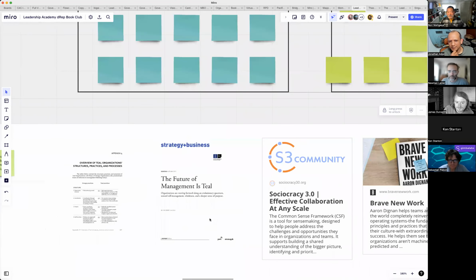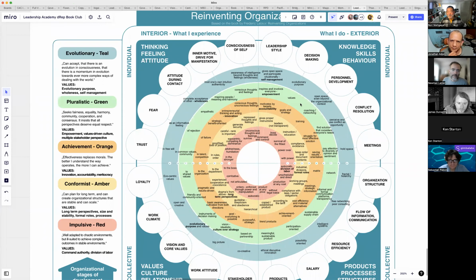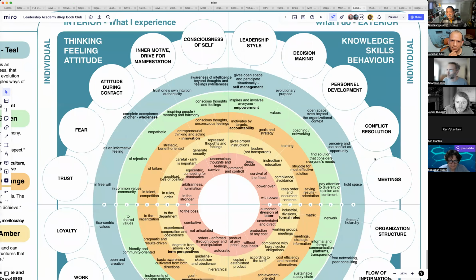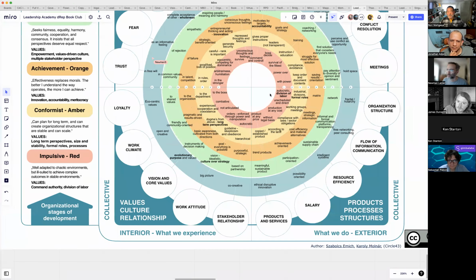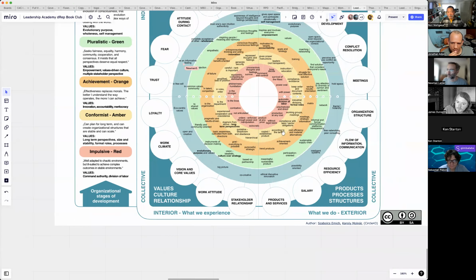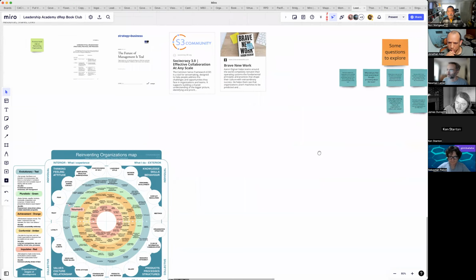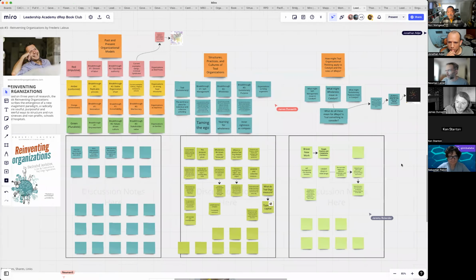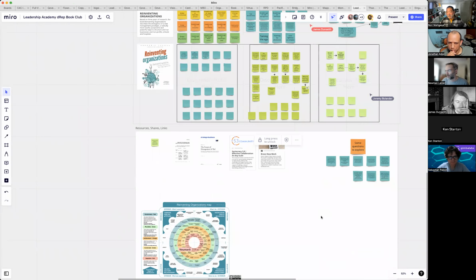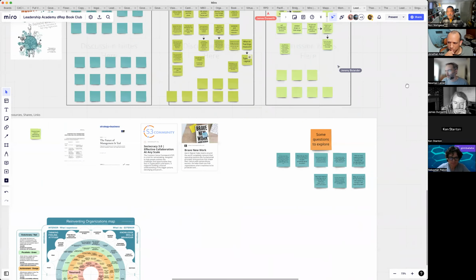Please do take a look at these resources. There are some dropped in, and I came across this, which was really interesting. If you look at how the different levels deal with decision making, personnel development, meetings, work attitude, work climate, and loyalty, it can show the evolution of these things, and maybe you can map out where your organization is at and where it could possibly grow. That was an interesting thing I uncovered while researching for this book club. So please do avail yourself. If you have any resources or links that might be shareable, please drop them in here as well, because this is a long-living mural board, and hopefully it'll be a resource for people interested in taking a look at Reinventing Organizations and the concepts in there.